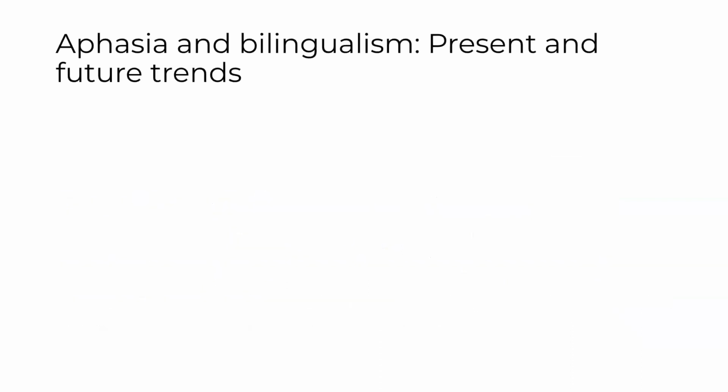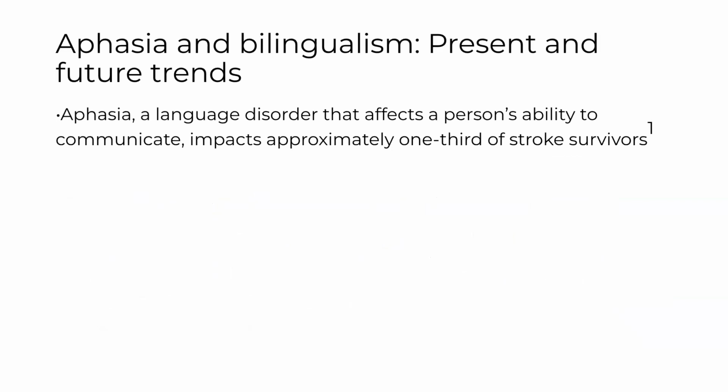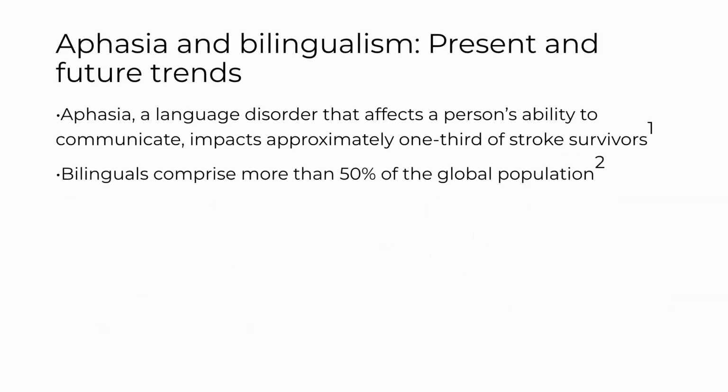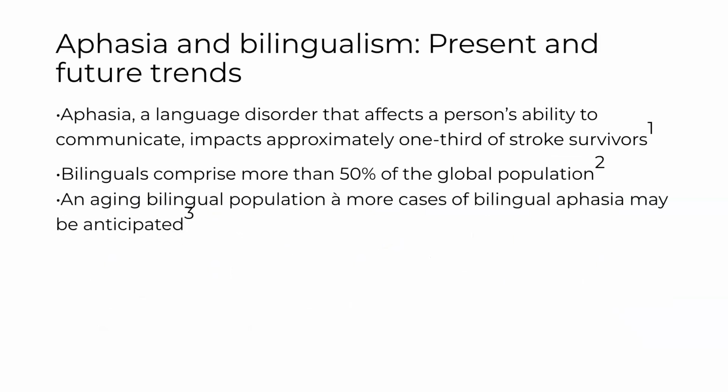So just to give you all some background, I study aphasia and bilingualism. Aphasia is a language disorder that affects a person's ability to communicate, and it impacts approximately 1/3 of stroke survivors. And bilinguals comprise more than 50% of the global population. So an aging bilingual population will result in more cases of bilingual aphasia, and we should be anticipating that as a workforce and medical team.